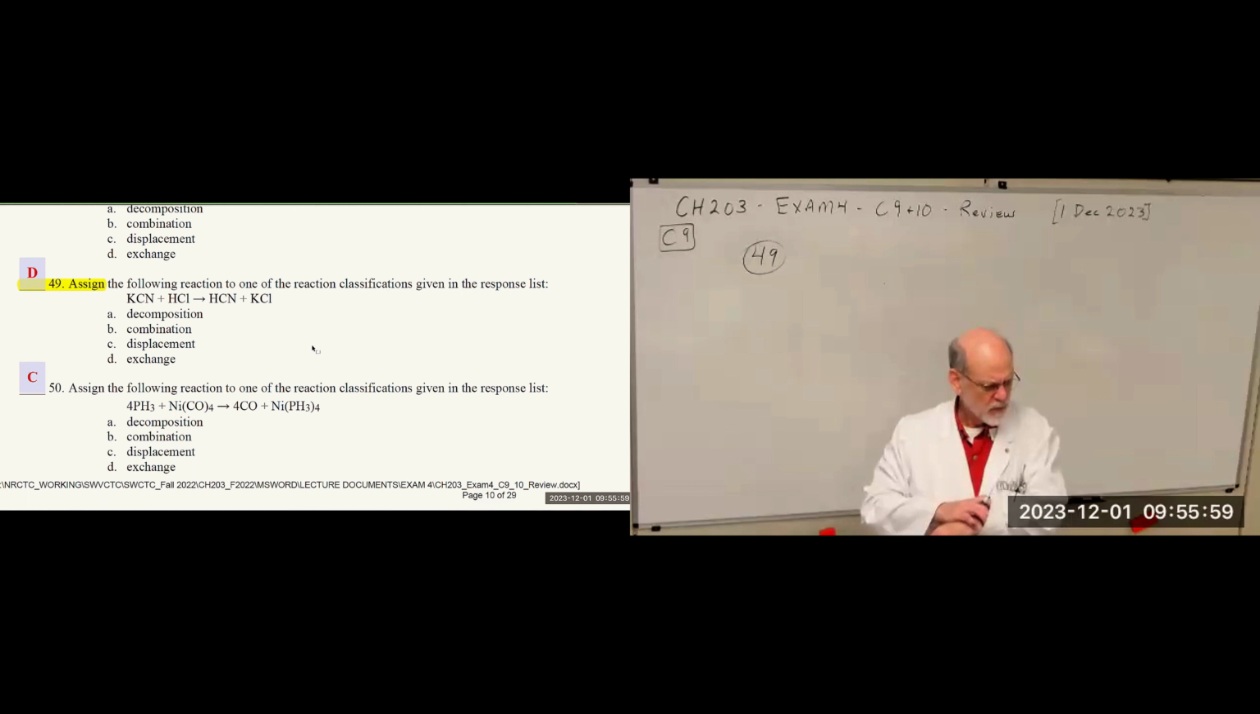I think when they say displacement, they're talking about single replacement or single displacement. Exchange reaction is where you have a double displacement. They swap partners.